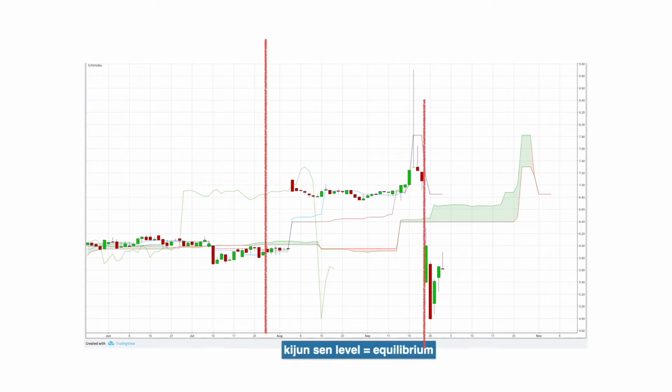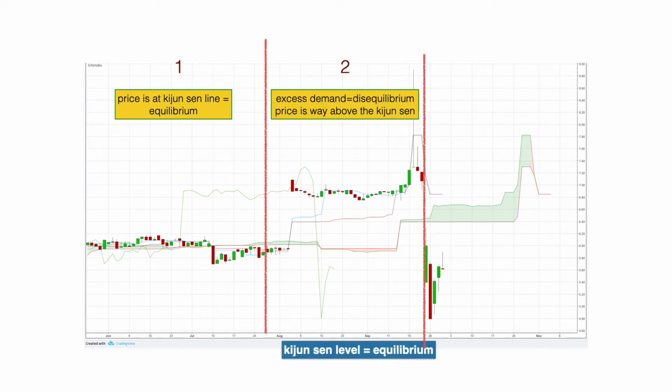In phase 1, the price is trending along with the Kijun Sen line. The demand and supply are in equilibrium. Thus, price settles into a small trading range. In phase 2, the demand surges. The result is a scarcity in supply, and therefore price increases drastically. Price is way above the Kijun Sen line. The price is in disequilibrium.